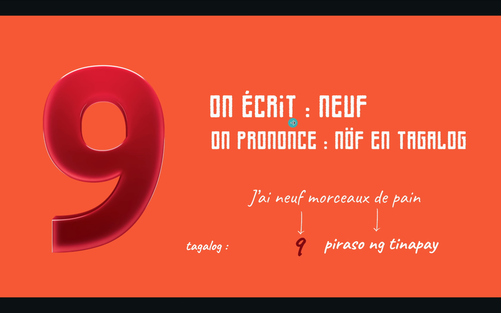Ensuite, nous avons 9, le dernier des chiffres, the last digit. E, here. You don't pronounce U. You pronounce E. J'ai 9 morceaux de pain. I have 9 pieces of bread.